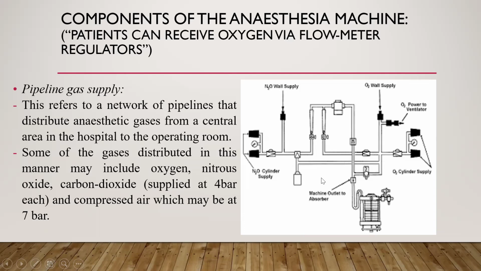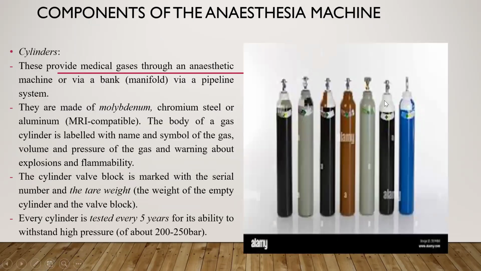And one of the things you need to understand is that this pipeline system is all color-coded, and we're going to be looking at it as it goes on. So the first thing we're going to look at is the pipeline connection that supplies gas to the anesthesia machine or to the operating room. Then we have the cylinders. I remember those days during residency, you couldn't go for part one without being asked to describe or answer one or two questions about gas cylinders.